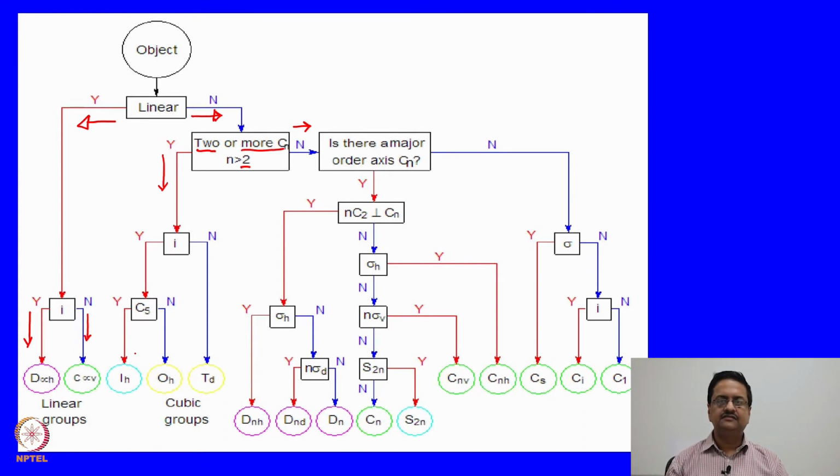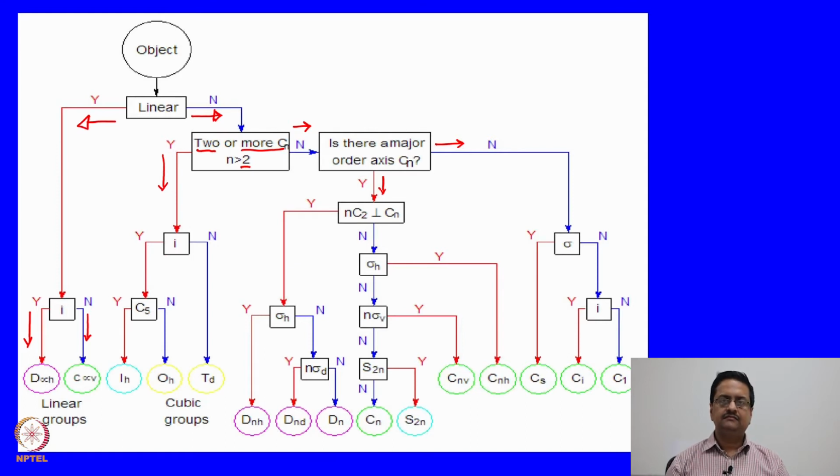As you can see in this slide, I am not going to elaborate so much here because I am going to take some examples. When you do not have two or more Cn axes with n greater than 2, we come to the next question. Is there a major order axis Cn? Does the molecule contain a Cn? Does it have a C2, C3 or C4? Only one of them should be present. If the answer is yes, we come down. If the answer is no, we go towards the right.